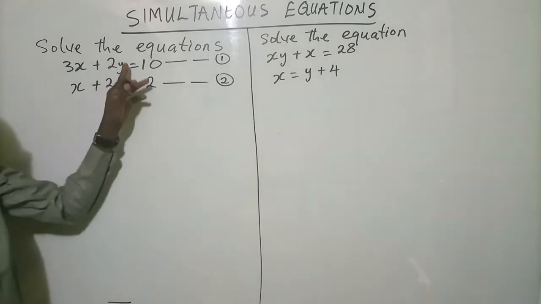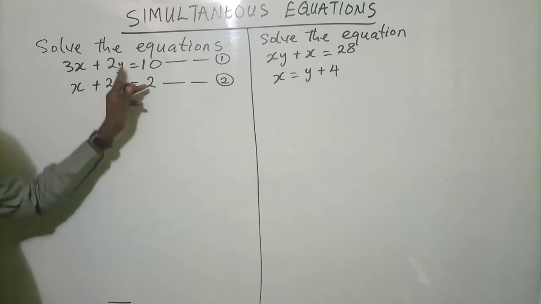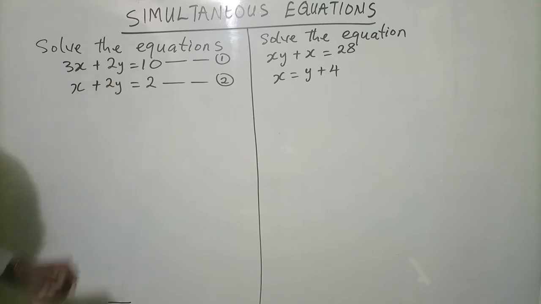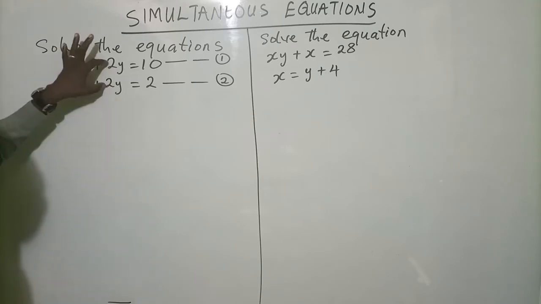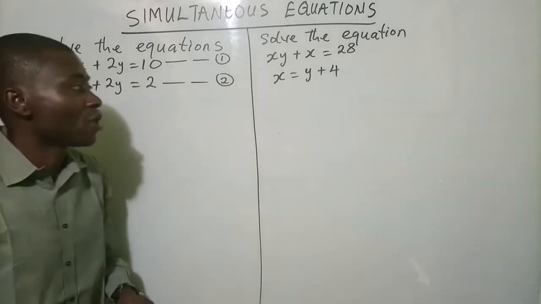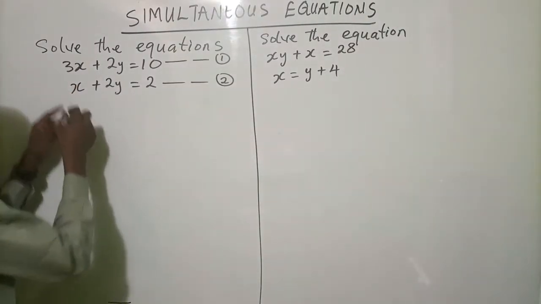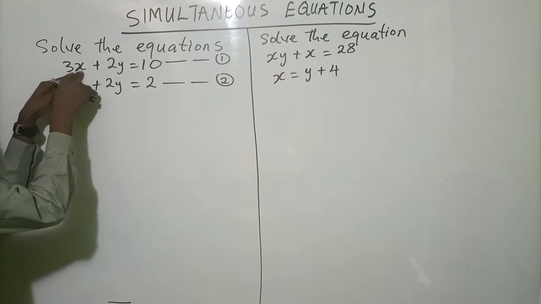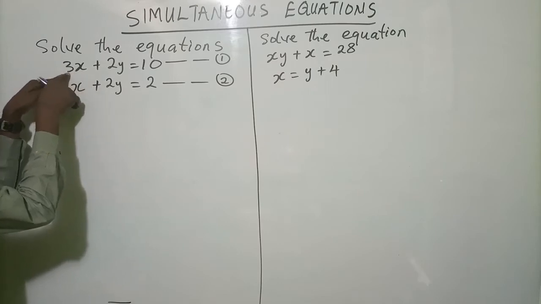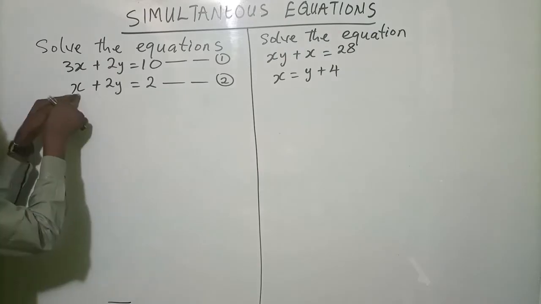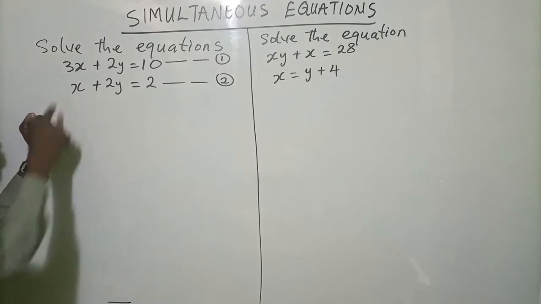Looking at equation 1 and equation 2, you find out that something is common. The coefficient of y here is the same. What do you mean by coefficient? When you say a coefficient, it means the number. Like for instance, they are saying 3x here. It means the coefficient of x here is 3. The coefficient of y here is 2. Look at this x here. The coefficient of x here is 1.